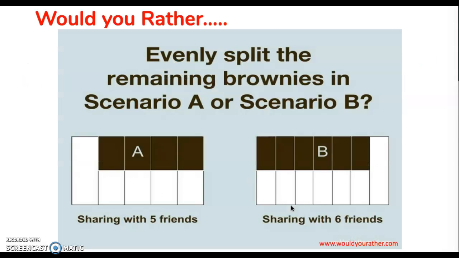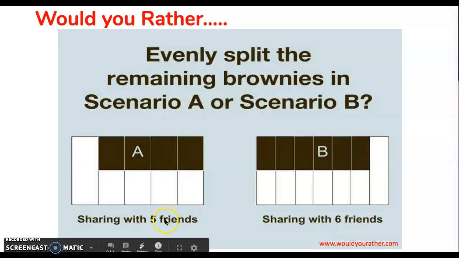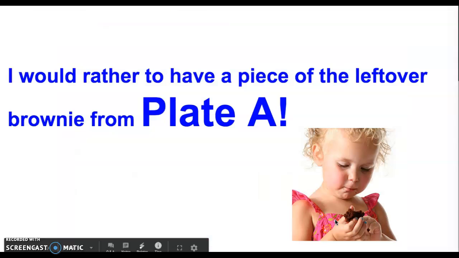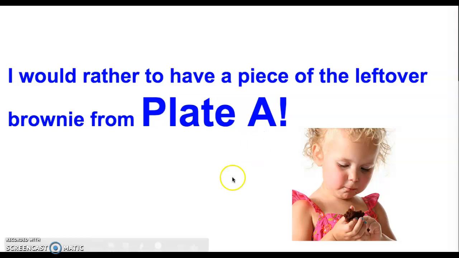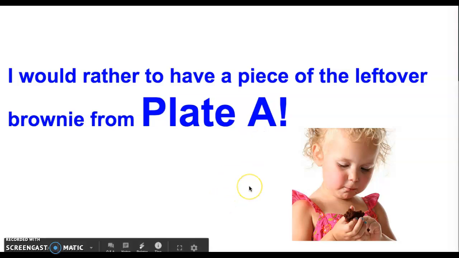You're right. So, in response to would you rather evenly split the remaining brownies in scenario A with 5 people or in scenario B with 6 people, your answer would be, I would rather have a piece of the leftover brownie from plate A, simply because that would be a larger piece than plate B.